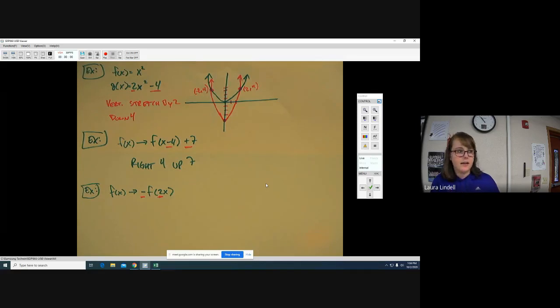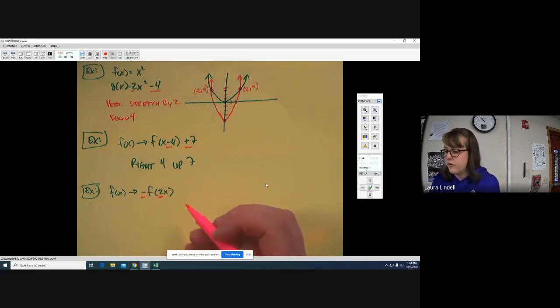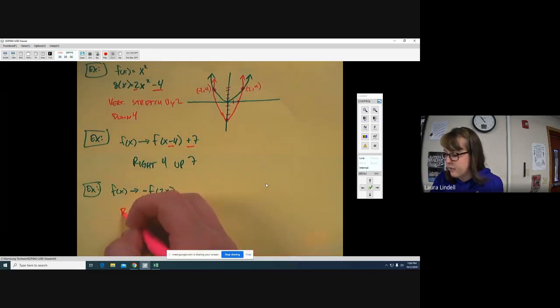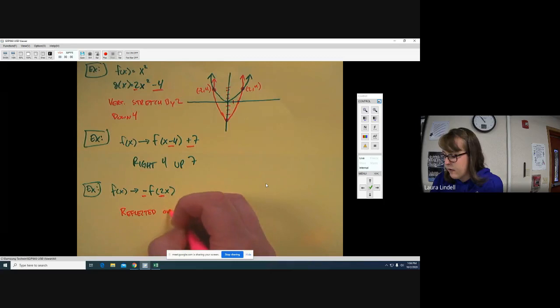Yes. All right. 3 of us got it. It's flipping over the x-axis. The negative on the outside tells me it's reflecting over the x-axis. So first thing I would say is reflected over x-axis.